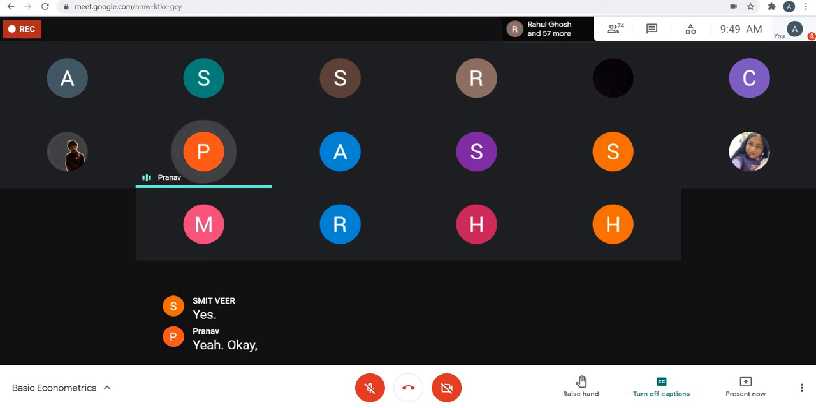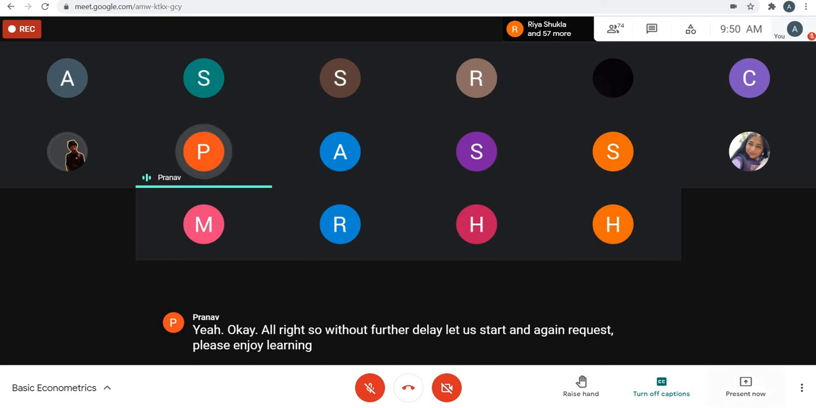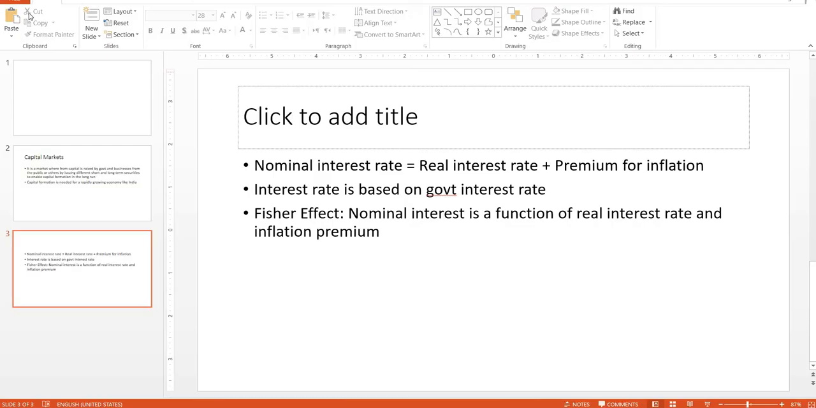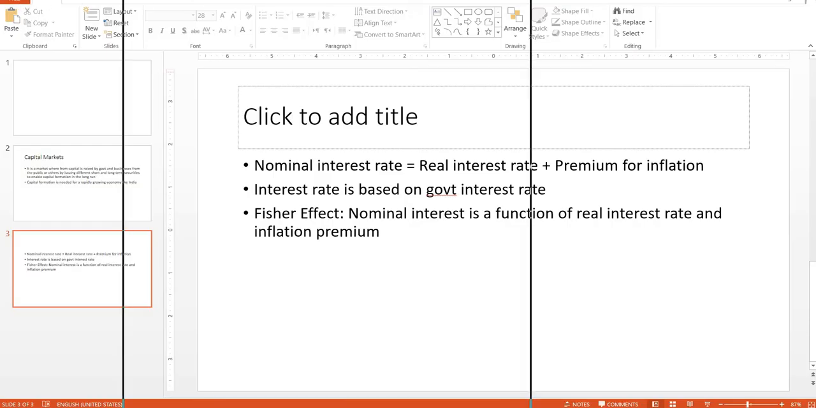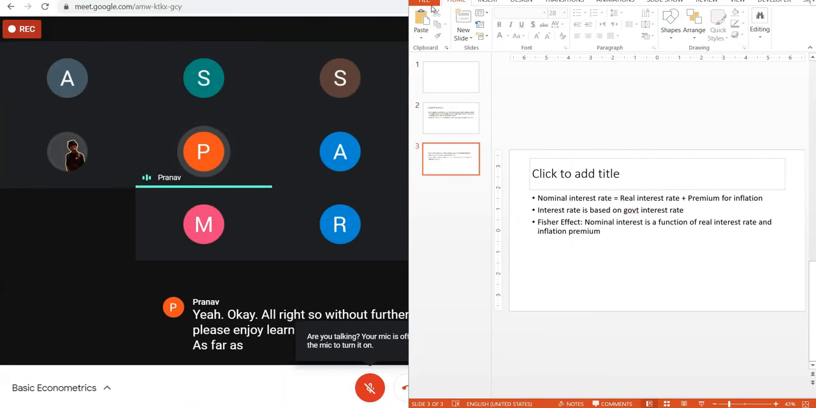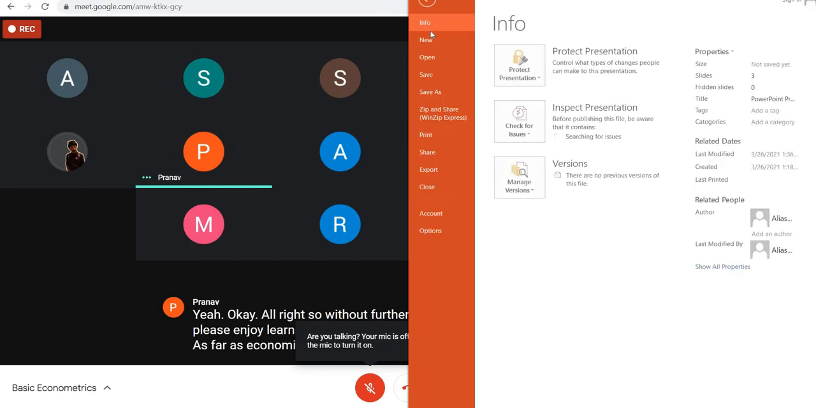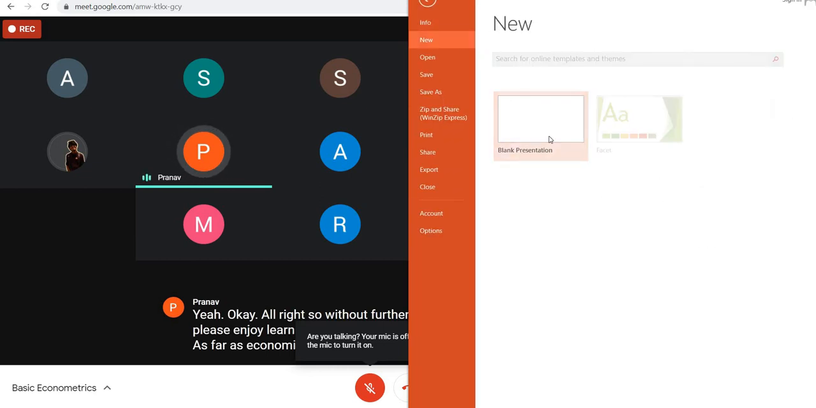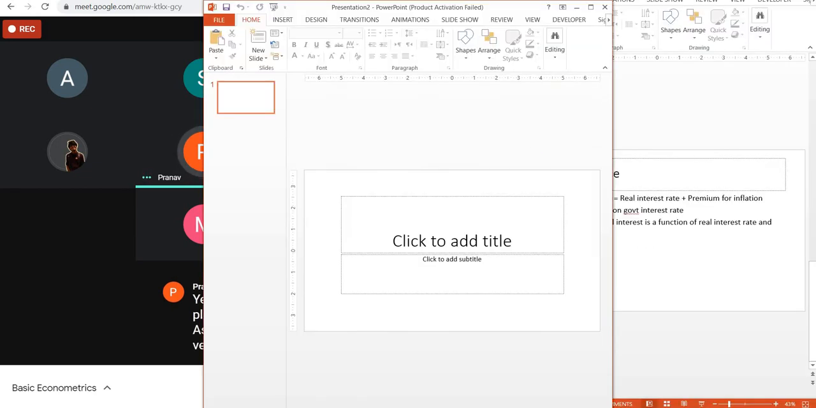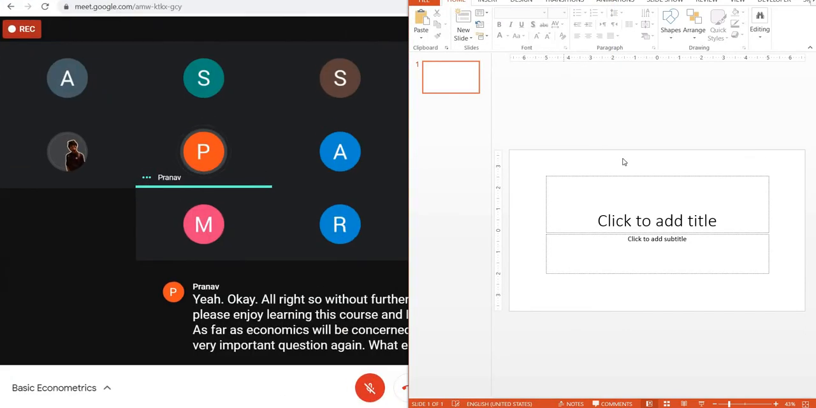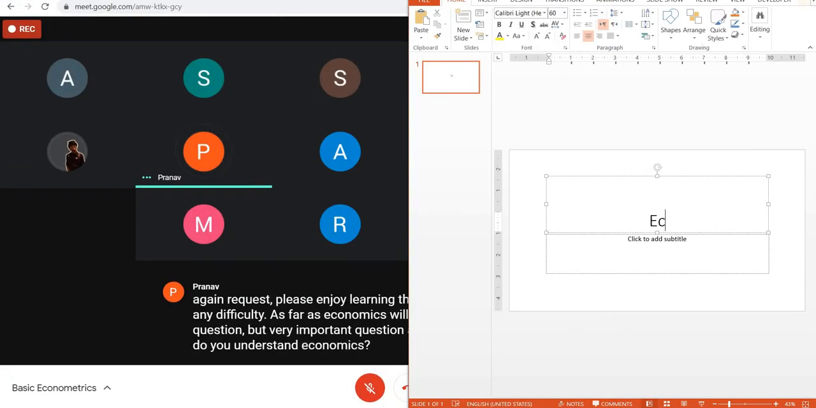Okay, all right. So without further delay, let us start. And again, a request, please enjoy learning this course. And I'm sure that you'll never find any difficulty as far as econometrics is concerned. Okay. So a very cliche question, but a very important question again. What exactly is econometrics? How do you understand econometrics? Anyone?